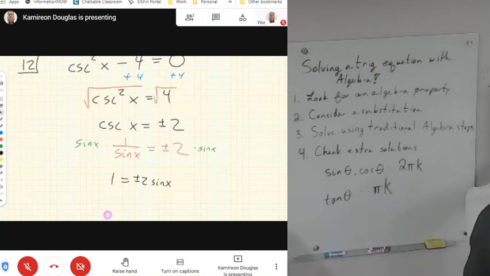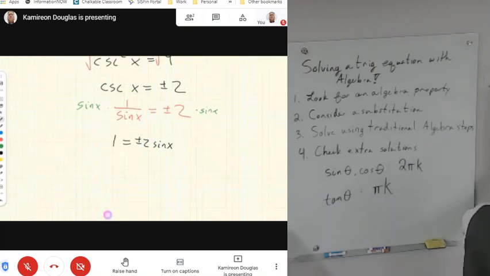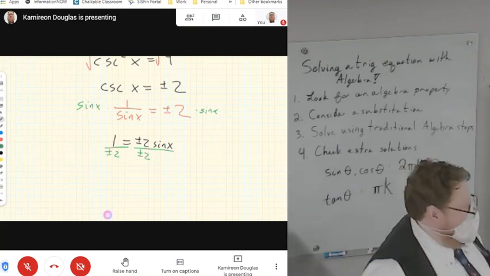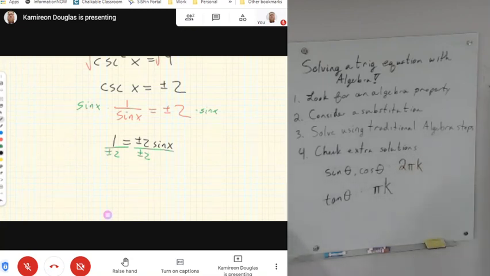And then he says divide. Okay, that's good. So I divide both sides by the plus or minus 2. And if you haven't done this before, you can divide by a plus minus, same as anything else. Just make sure it stays consistent throughout. So you end up with the following equation. 1 over plus or minus 2 equals sine of x.